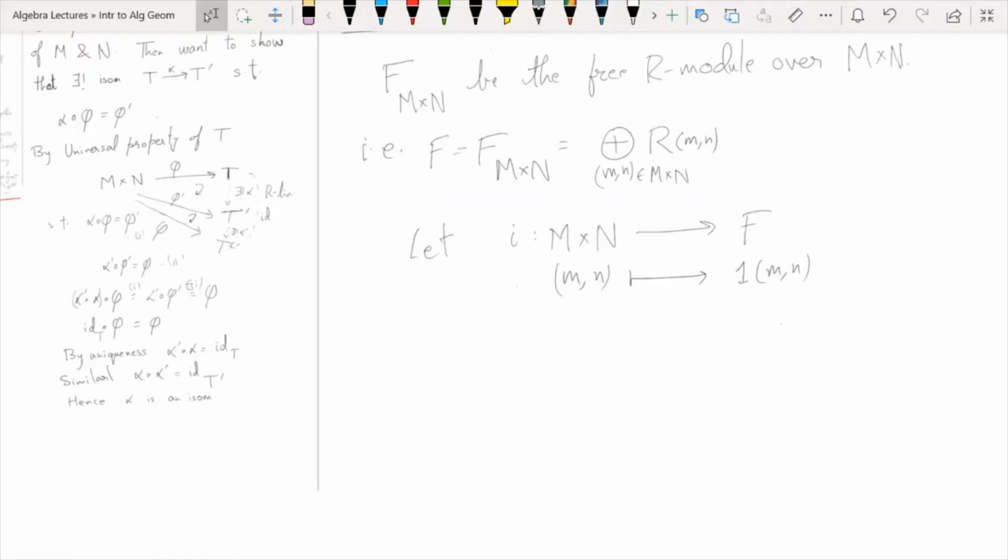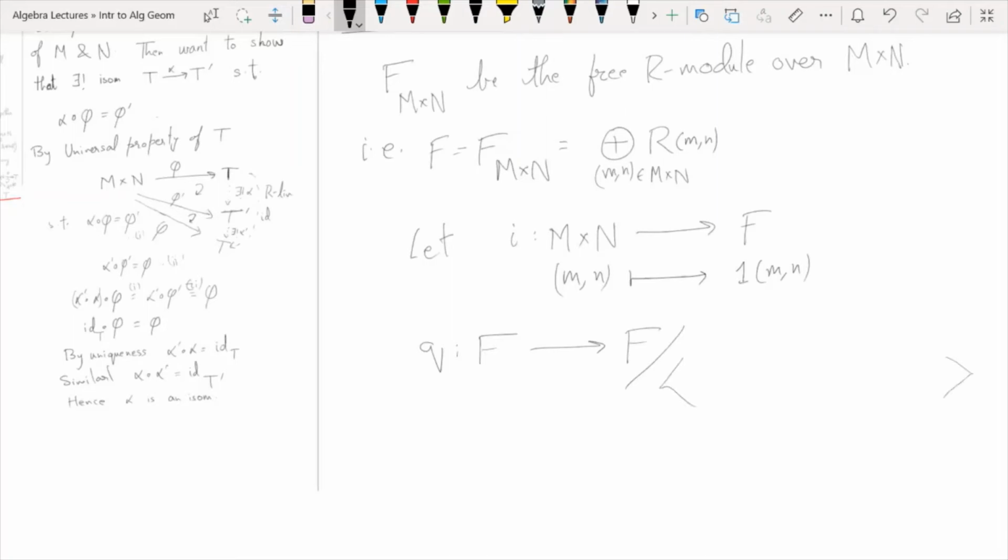As such, the I is far from R-bilinear, but we will quotient out F by certain relations so that the end product we get becomes bilinear. So consider the map Q from F to F mod something. So we will have to quotient by something, our submodule generated by these guys.